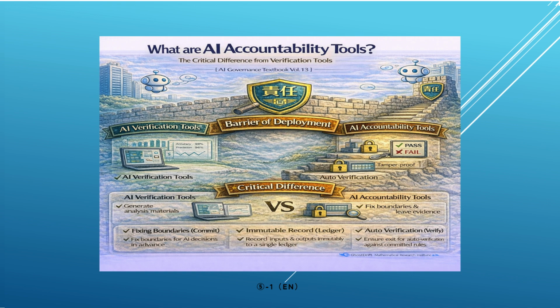AI validation tools evaluate the condition of the model. AI accountability tools establish the legitimacy of the decision. Instead of retreating into advanced validation, we must pre-implement an evidence structure that anchors responsibility. That is the only way to elevate AI implementation into a true management decision.